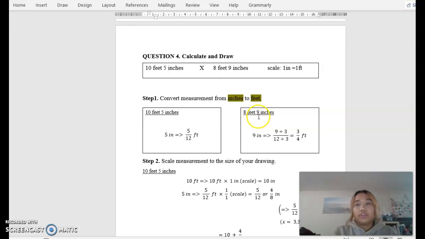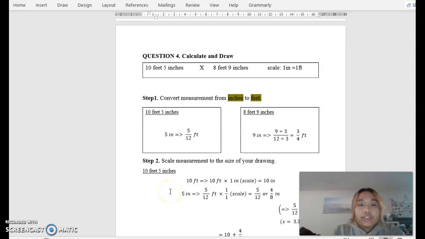Again, 8 feet, we cannot convert it since it's already feet. We only need to convert 9 inches. So 9 inches is equal to 9 over 12. So whatever you do to the bottom, you do to the top. To reduce 9 over 12, we need to divide by 3. 9 divided by 3 gives us 3. 12 divided by 3 gives us 4. So we have 3/4 and 5/12 for our step 1.